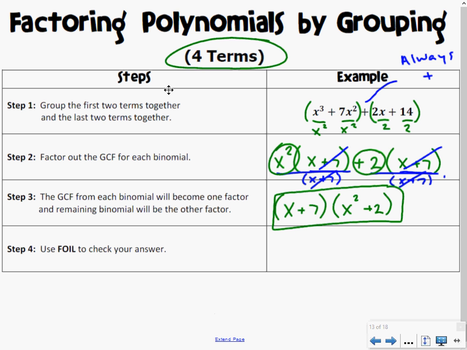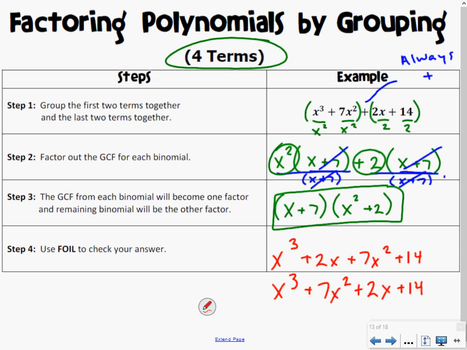Now, just like with factoring out GCFs and how we could check our answer by distributing, we can check our answers here by foiling these binomials back together. So let's take a look and make sure that what we get when we multiply is what we actually started with originally. Okay, so we would do x times x squared to get x cubed, x times 2 to get plus 2x, 7 times x squared to get 7x squared, and 7 times 2 to get plus 14. Now, with a little bit of rearranging, we can see that this is exactly what we started with originally, and that's how we tell that we factored correctly.